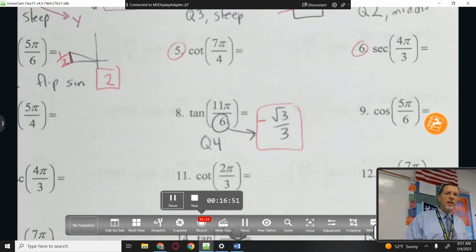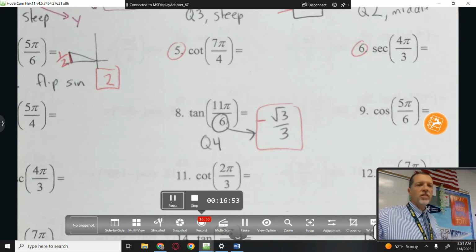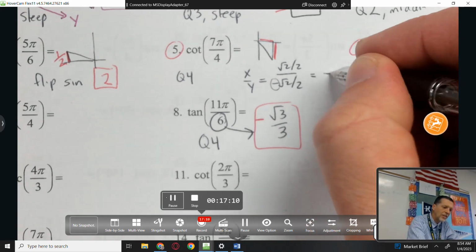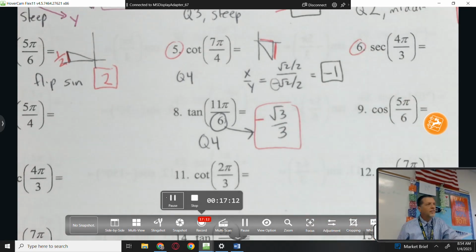Try number 5. Cotangent 7 pi over 4. And I guess I could go through the keep it, change it, flip it thing if I wanted to. But hopefully you don't need to do that. Hopefully you realize, wait a minute. Something divided by itself is 1. Even if it's weird somethings. Don't forget the negative though. So negative 1.